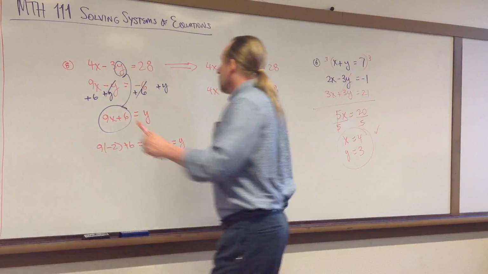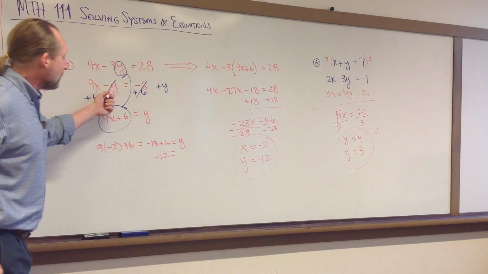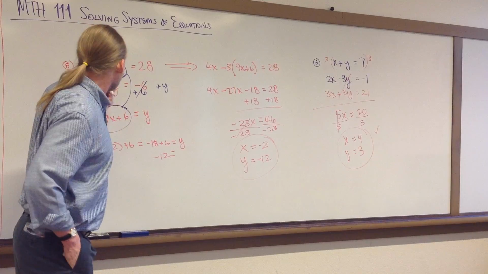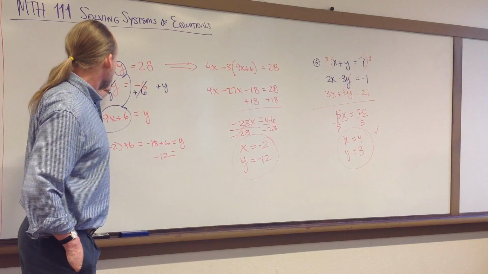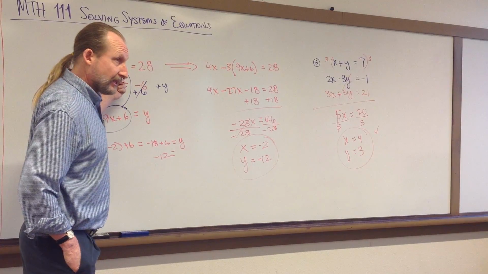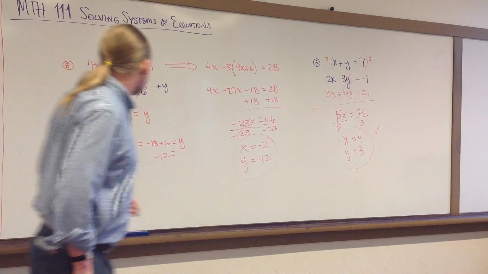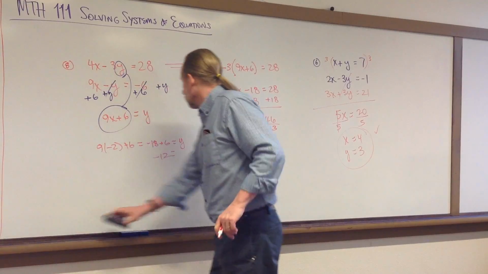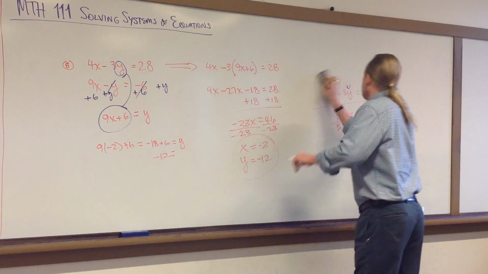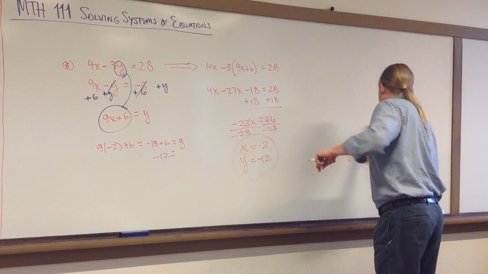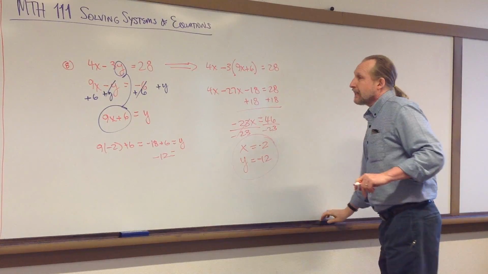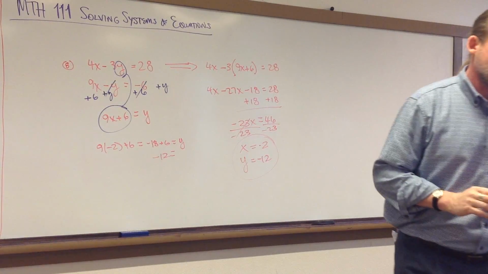Okay, so let's see. Negative 18 plus 12 is negative 6. Negative 8 here, positive 36 here. 36 minus 8 is 28. Okay, so we've got our solutions for x and y. And like I keep showing you, you can check it by plugging it back into the two equations and making sure that it satisfies both of them.